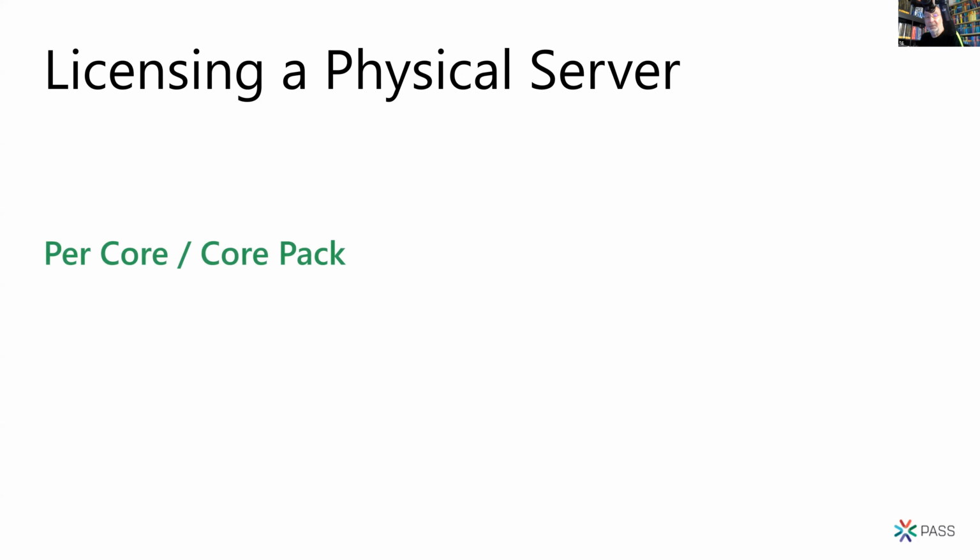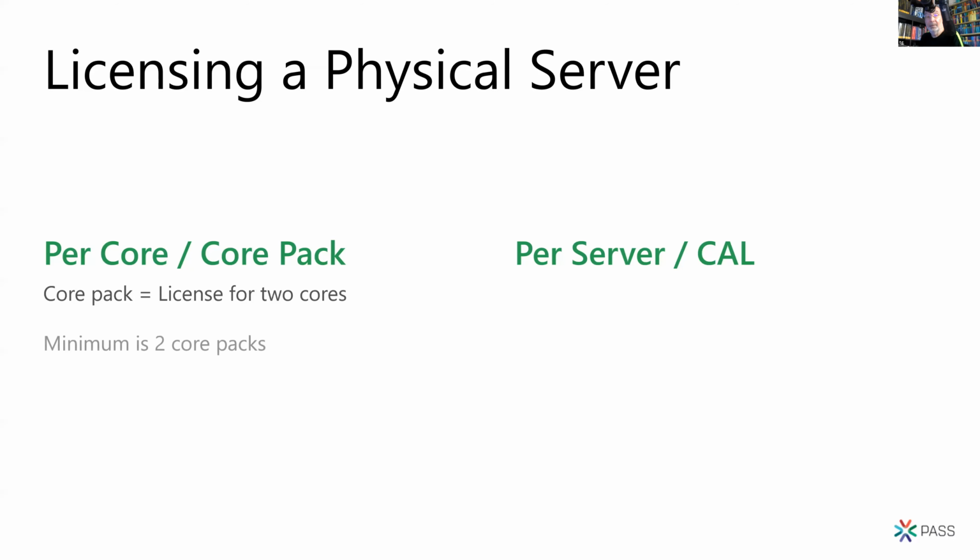So, licensing a physical server. Physical servers are licensed per core or core pack, or per server if you have old licenses or you're using standard edition. You can do standard edition and enterprise edition in core and core packs. With new licenses, you can only buy standard edition per server. If you have grandfathered old licenses, you can use enterprise edition per server as well. A core pack is a license for 2 cores. Minimum is 2 core packs. So if you were able to find a physical server that only has 2 cores, which hasn't been produced in like 10 years, you would still have to buy 4 cores or 2 core pack licenses.